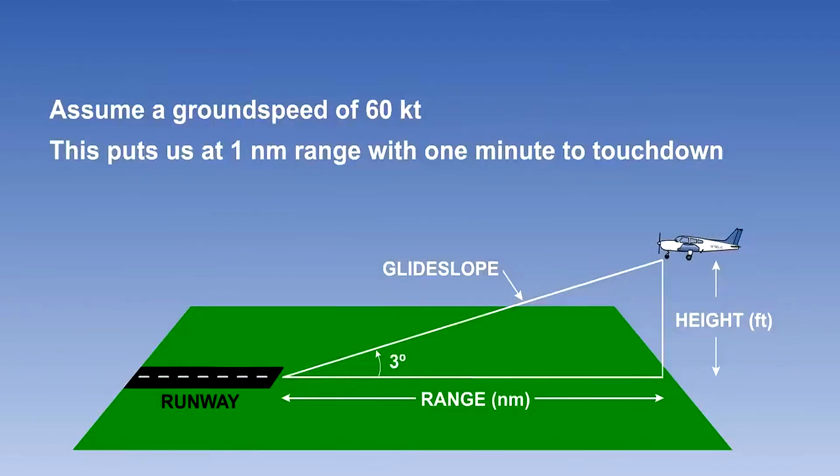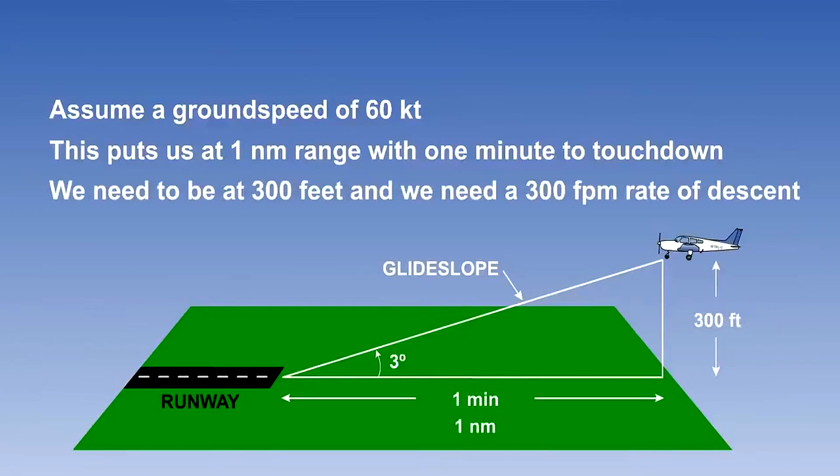60 knots is 1 mile a minute, so when we are 1 mile from touchdown, we are 1 minute from touchdown. 300 feet. So we have 1 minute to touchdown and we are at 300 feet. We need a rate of descent of 300 feet per minute.